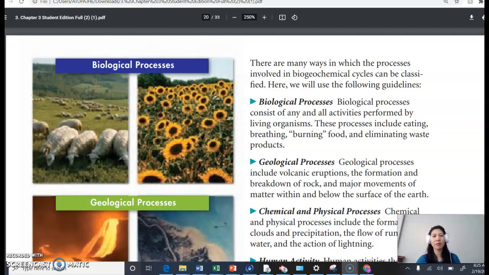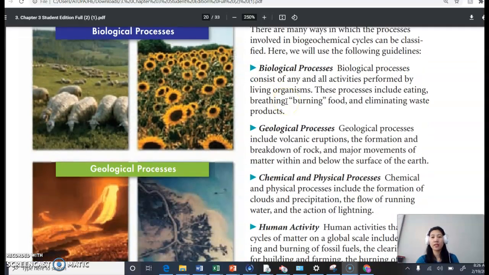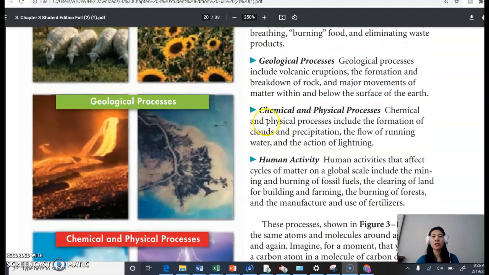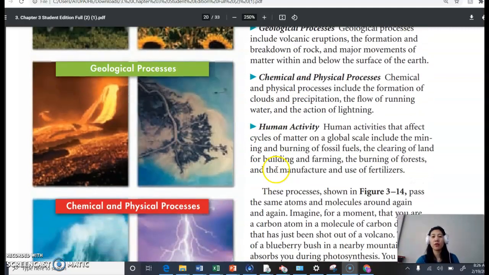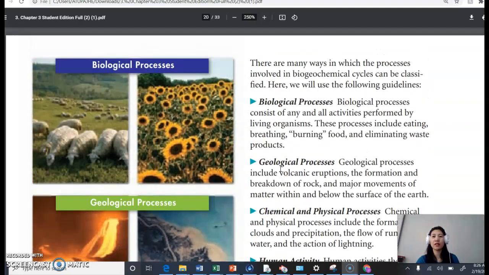And today I'm going to talk about the biological processes that are involved in our environment. There are many ways in which these processes are involved in biogeochemical cycles, and this can be classified into many processes. One is biological processes, second is geological processes, third is chemical and physical processes, and fourth is human activities. So I'm going to tackle this one by one.